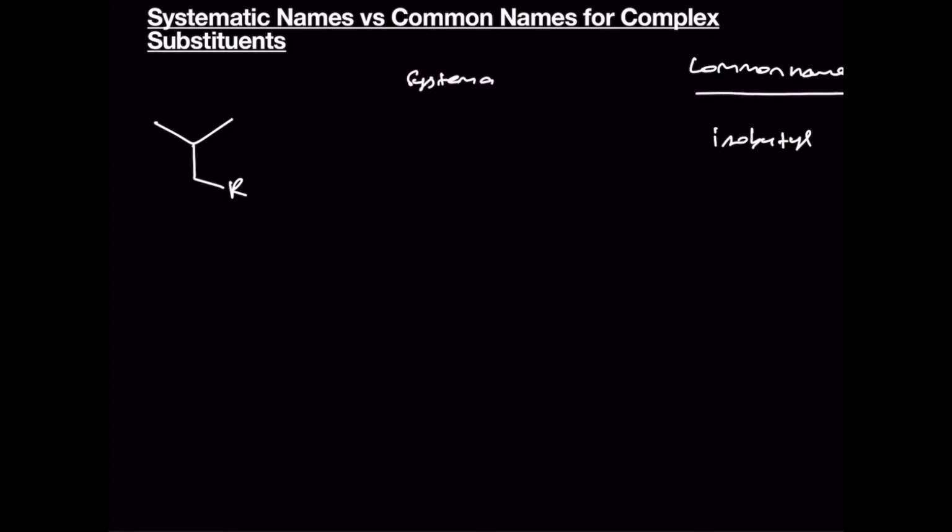Now let us say we have a group like this. This is isobutyl, that is the common name, and what would be the systematic name for this? Please feel free to pause the video and write it yourself and then come back and check it.